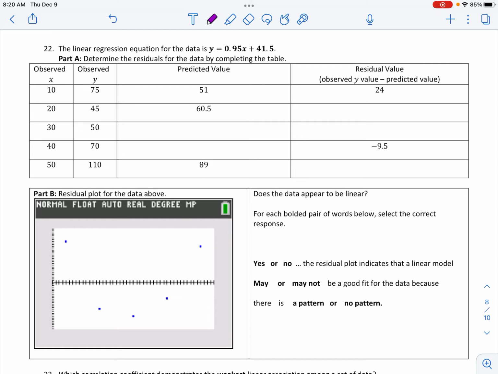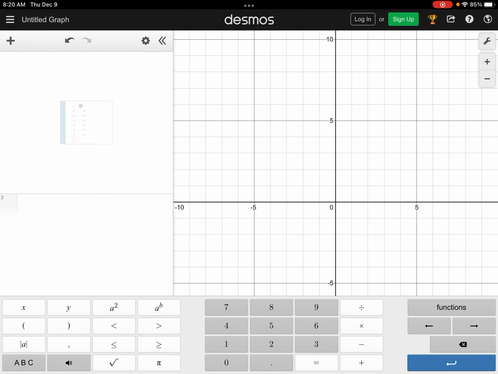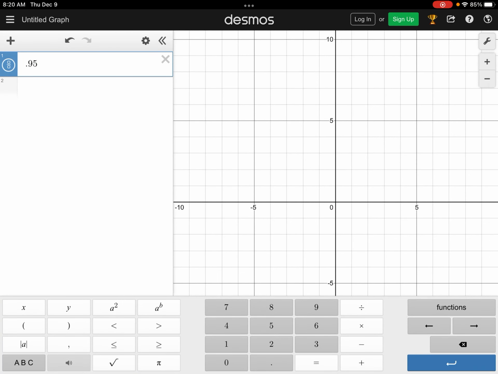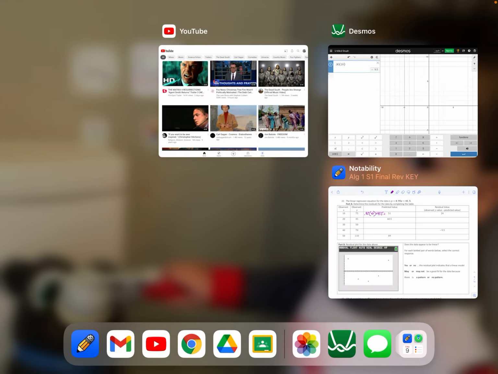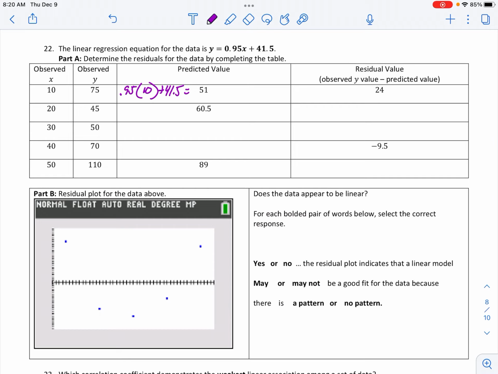To get that predicted, how to get that 51, we took our equation that's going to be given to you and took 0.95 times the X value, which was 10, plus 41.5. If I go to decimals and type that in, 0.95 times 10, plus 41.5, there's that 51 that appears. So I do that for each of these to calculate those predicteds.